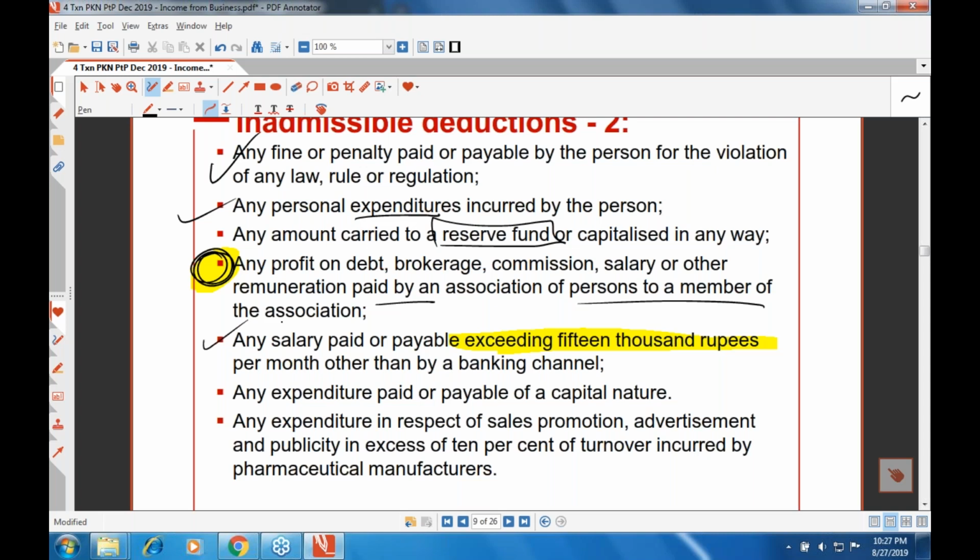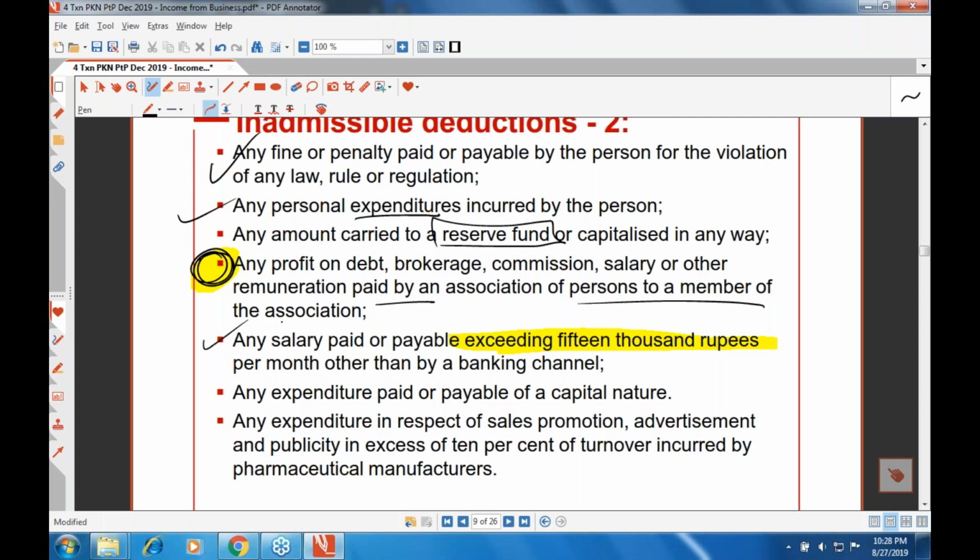Okay, Mohammed Amin, you're asking that you missed point 3. Point 3 was basically any amount carried to a reserve fund. Just like you have various equity heads like retained earnings, share premium, etc., similarly, there are various types of reserves also. So in case you transfer the amount into the reserve fund, then such is not claimable as an expense.